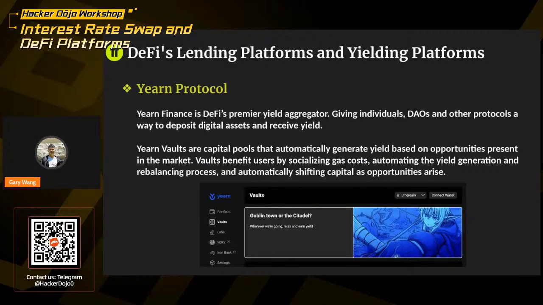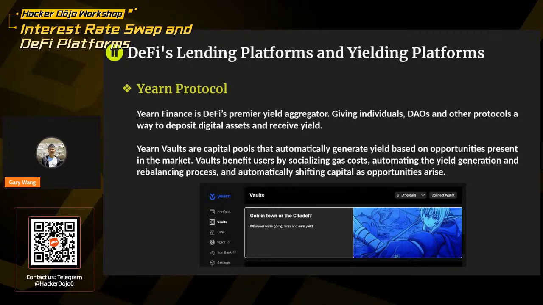And the second protocol that I'm going to talk about that generates yield on decentralized finance is called Yearn. Yearn represents another type, called the yielding platforms. A brief introduction: Yearn Finance is DeFi's premier yield aggregator. I just copied that from their official doc. It gives individuals, DAOs, and other protocols a way to deposit digital assets and receive yield. And Yearn vaults are capital pools that automatically generate yield based on opportunities present in markets.